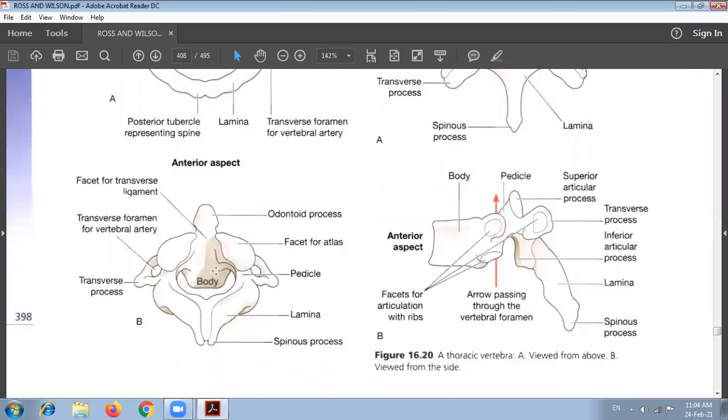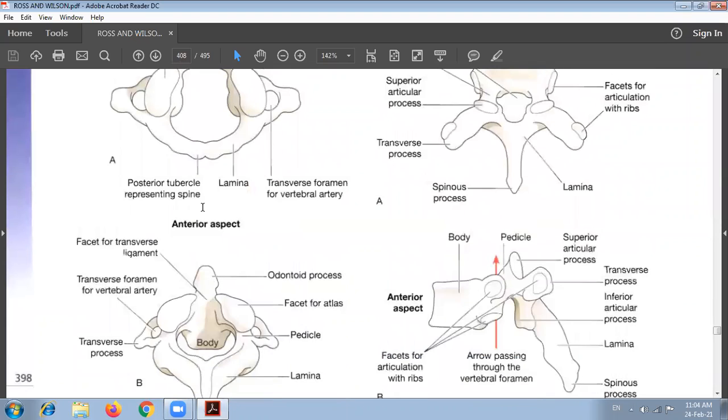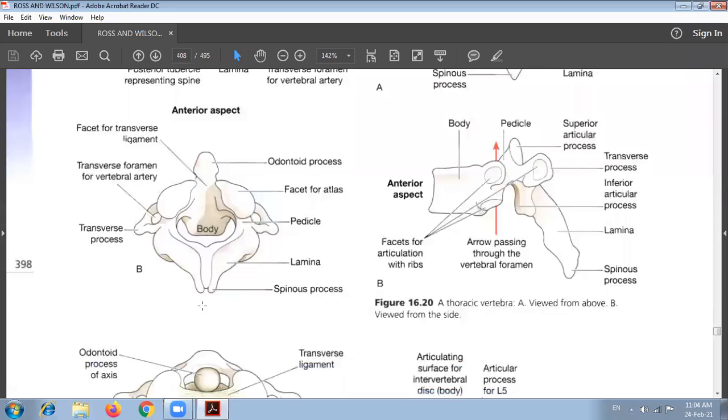So they are fixed together as a pivot joint. Here you can see this odontoid process is inserted in this region so that our neck can move left and right and in circular motion. Okay, so this gives a 360 movement of our neck due to this odontoid process of the axis vertebra.